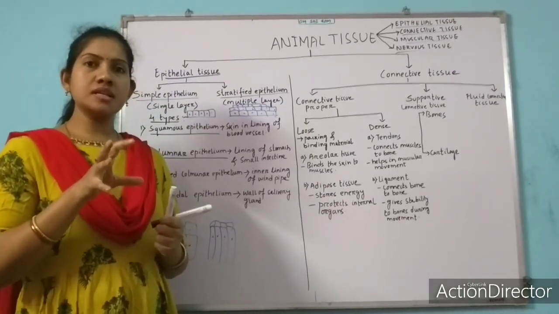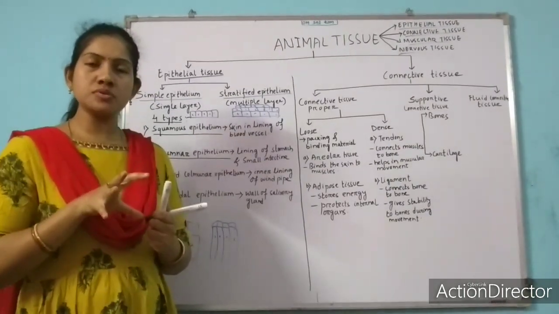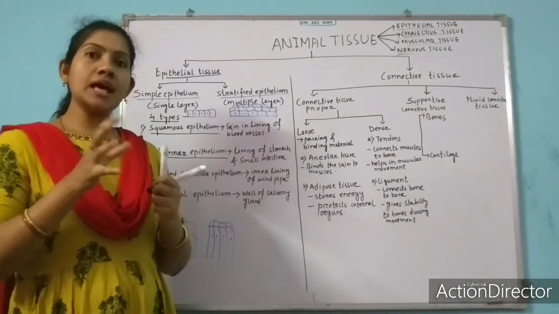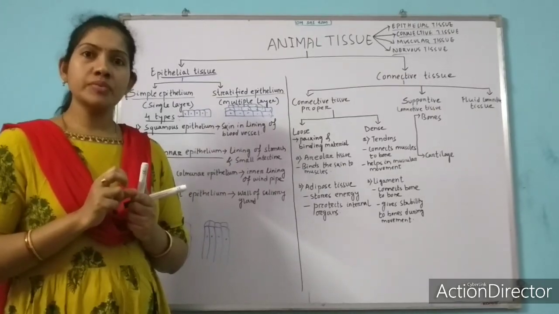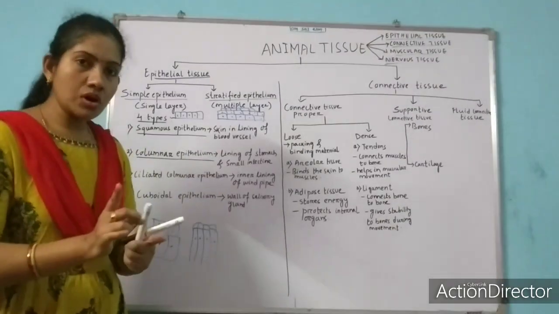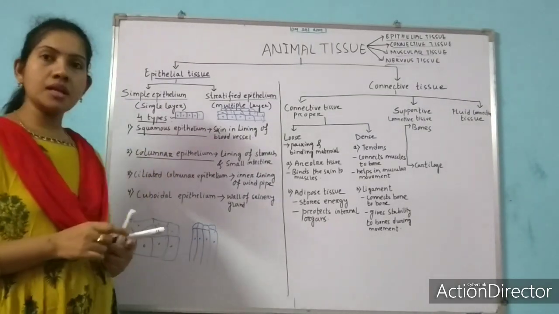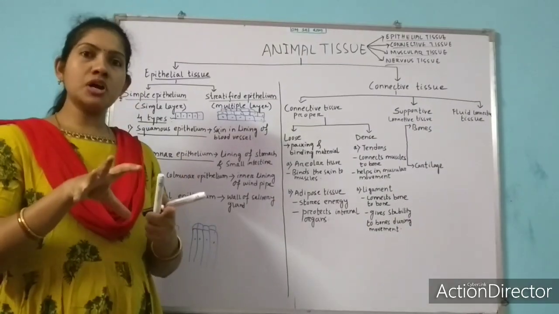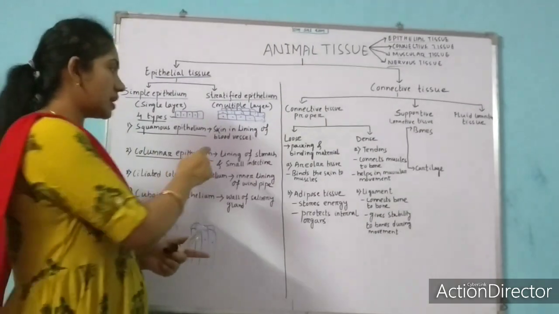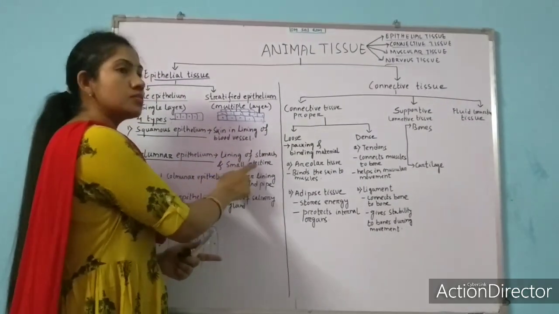Stomach and small intestine generally secrete the digestive juice, which helps in the digestion of food, and it also helps in the absorption of nutrients from the digested food. So the main function of columnar epithelium is to absorb and to secrete. Absorption and secretion, and these are present in the lining of stomach and small intestine.